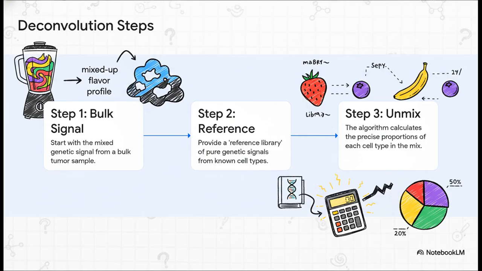First, you start with the mixed-up flavor profile of the final drink. That's your bulk tumor sample. Next, and this is the key part, you give the computer a reference library. It's like a flavor guide that says, this is what pure strawberry tastes like, this is pure banana, this is pure spinach, and so on.